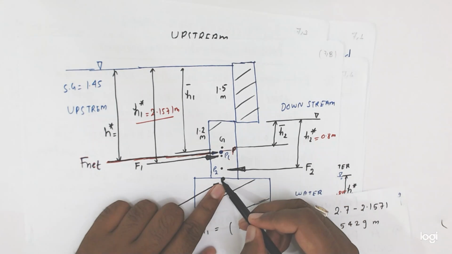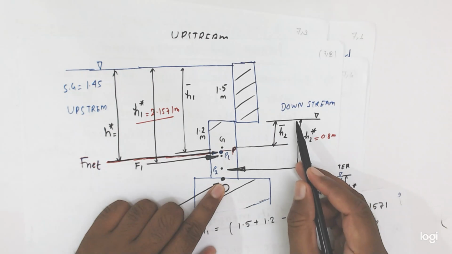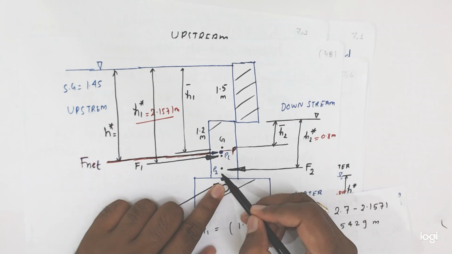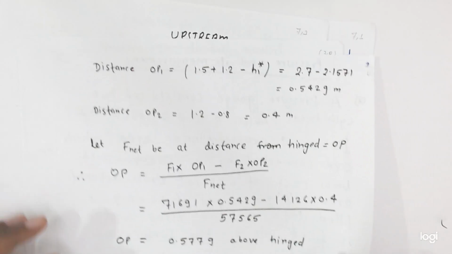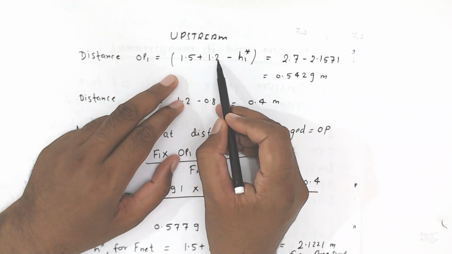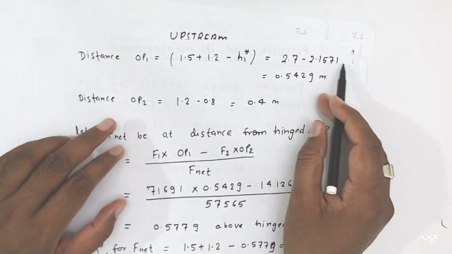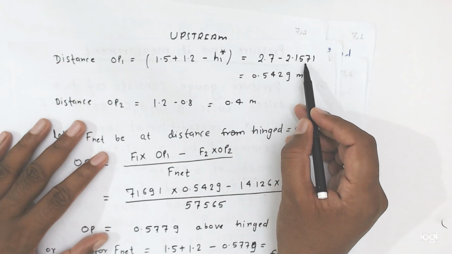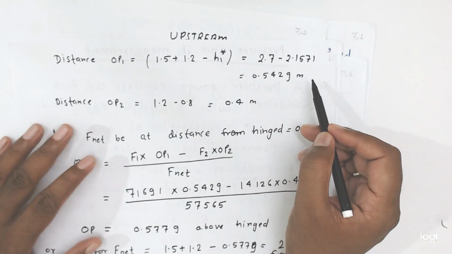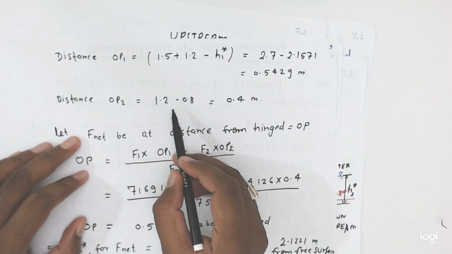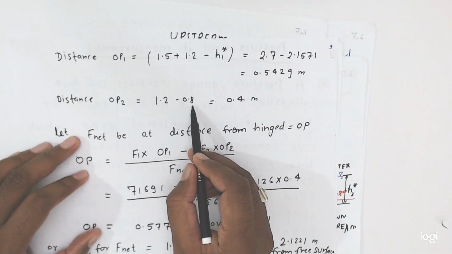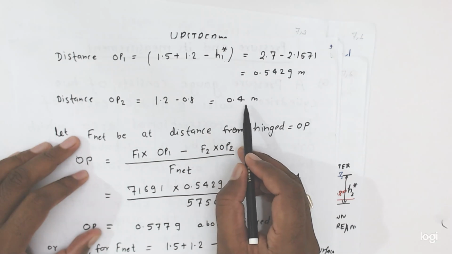Similarly here for OP2, total distance minus this H2 star value, then it will come OP2. So friends, you see here distance OP1 is equal to total distance 1.5 plus 1.2 minus H1 star. It will come, friends, 2.7 minus 2.1571. It will come 0.5429 meter. Now friends, here OP2 distance is equal to 1.2 minus 0.8. 0.8 is the H2 star value, so it will come 0.4 meter.